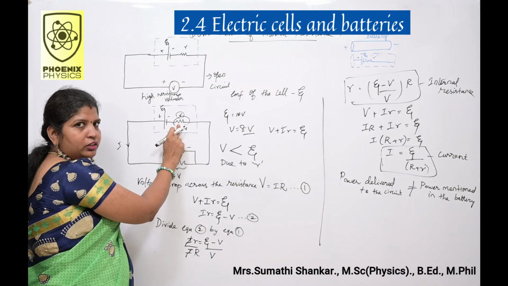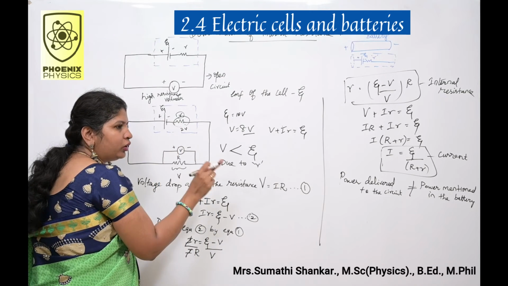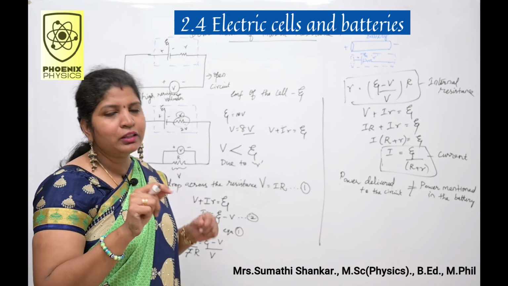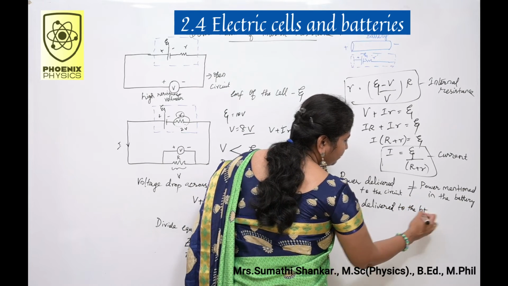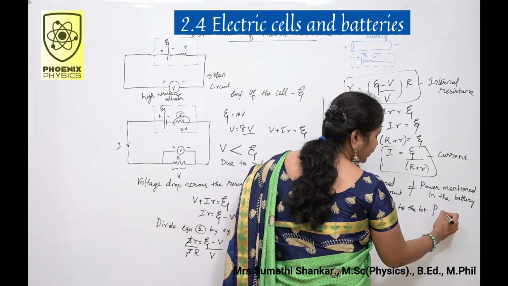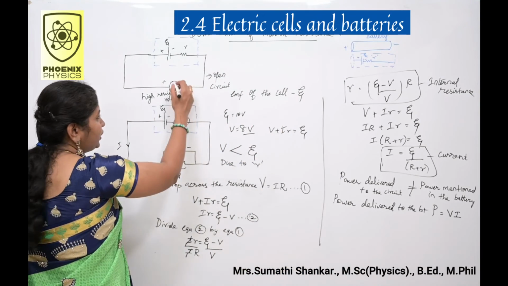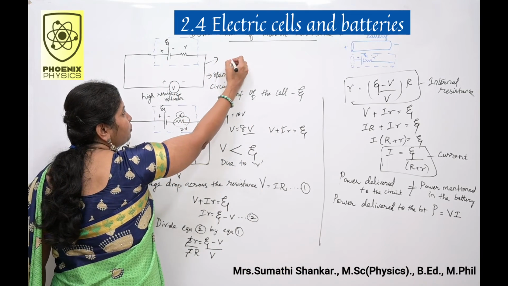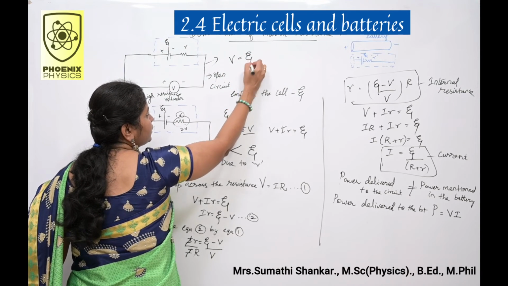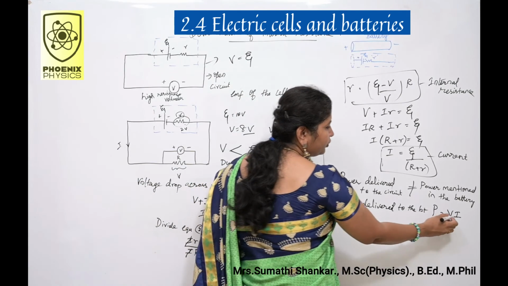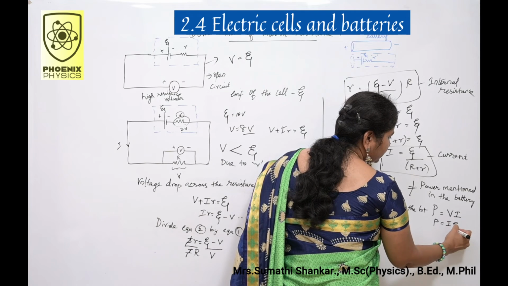So due to this internal resistance, the power delivered to the circuit is not equal to the power mentioned in the battery. Power delivered by the battery is denoted by P, that is equal to V into I. You know that V is equal to Xi according to the first diagram, where the voltmeter reading is equal to the EMF of the cell. So instead of V, you substitute Xi. So P is equal to I into Xi. This is my equation 3.